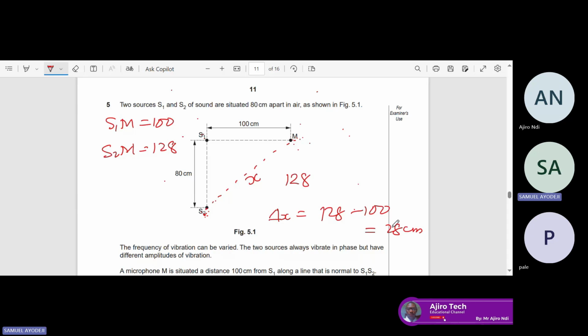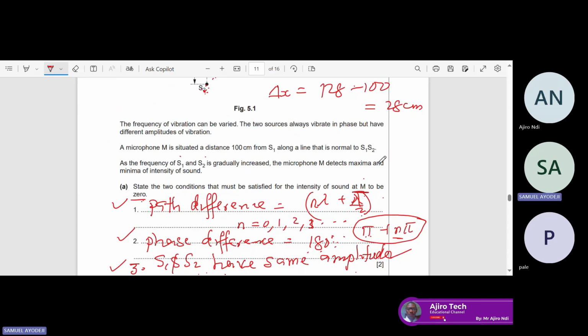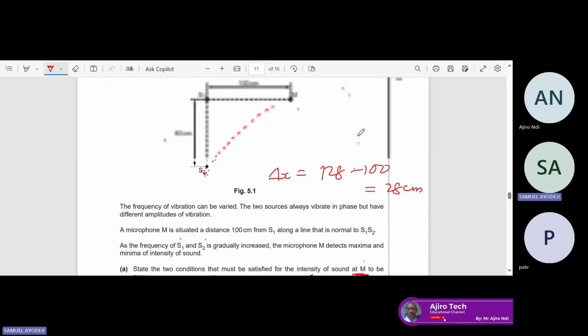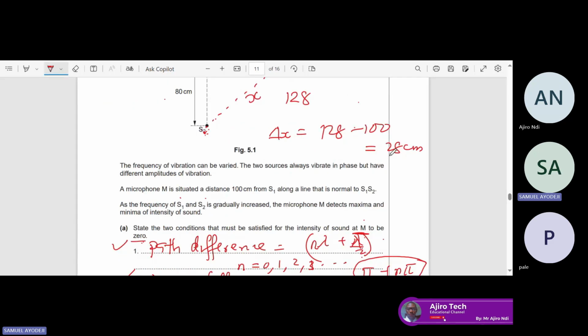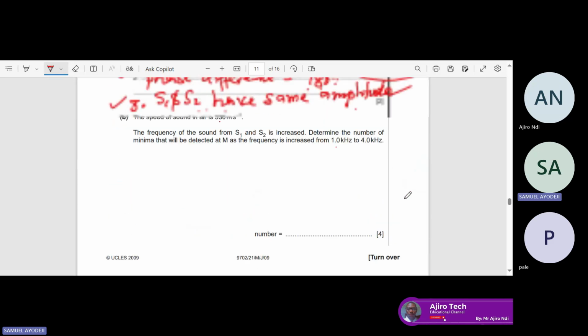Now, this path difference, you are going to convert it to wavelength to know, are we going to form maximum? Are we going to form bright fringes or dark fringes? So are we going to form constructive interference or destructive interference? So how do we convert the path difference to wavelength? In this case, you need to calculate the wavelength.